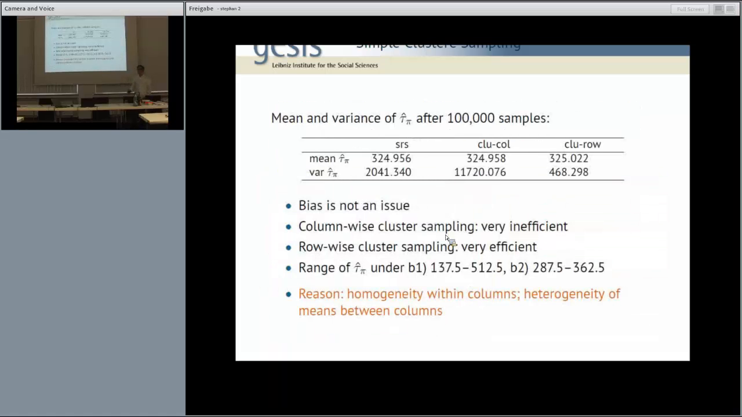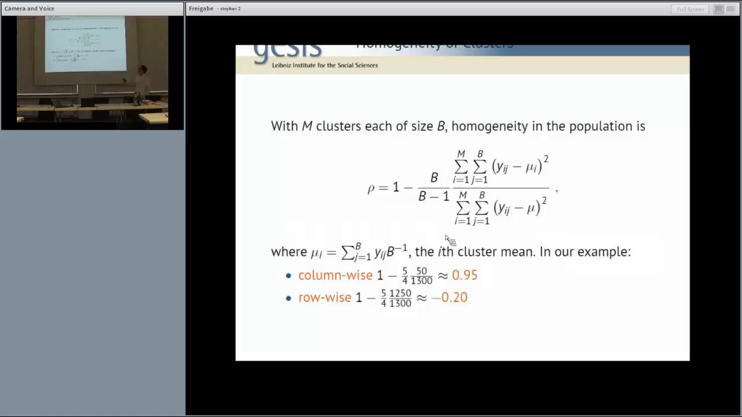So when you measure this homogeneity within clusters, that is the so-called homogeneity measure, or sometimes also called intraclass correlation coefficient, rho. It looks a bit like an ANOVA. Here in the numerator, you have the variance within the clusters, and in the denominator, you have the total variance of our population. So the higher the variance within the clusters, the smaller this one gets.